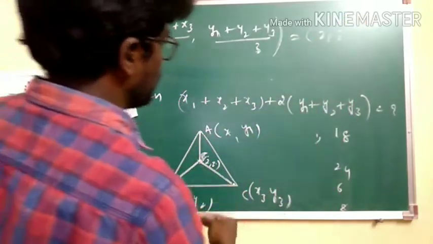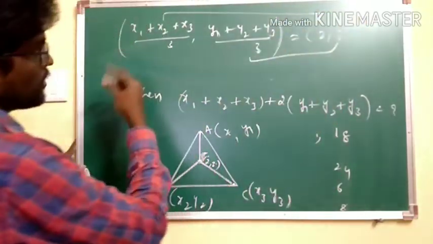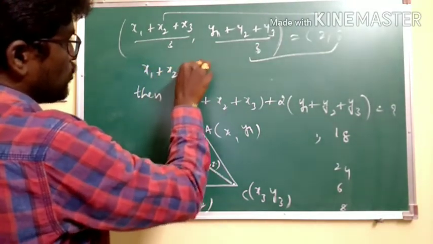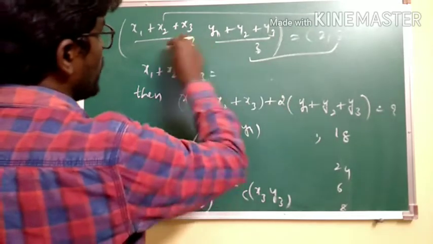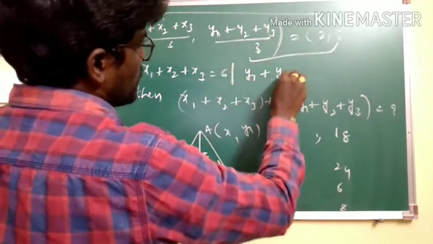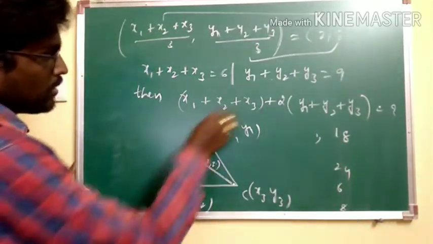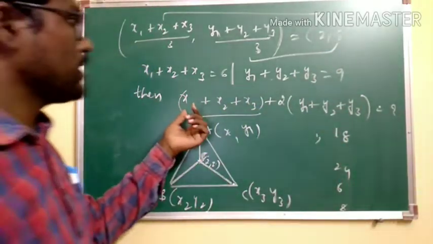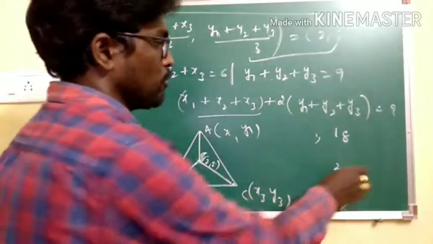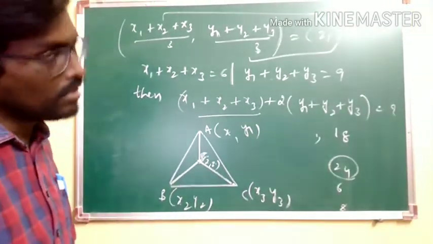is equal to 2 comma 3. So now on equating these, we will get the x1 plus x2 plus x3 value. What will you get? x1 plus x2 plus x3 is equal to 2 into 3, 6, and y1 plus y2 plus y3 is equal to 9. Now substitute here x1 plus x2 plus x3, 6 plus 2 into 9, 18, 18 plus 6, 24. So our suitable option is the second option.